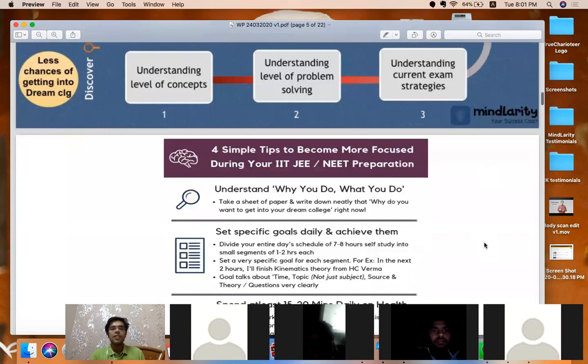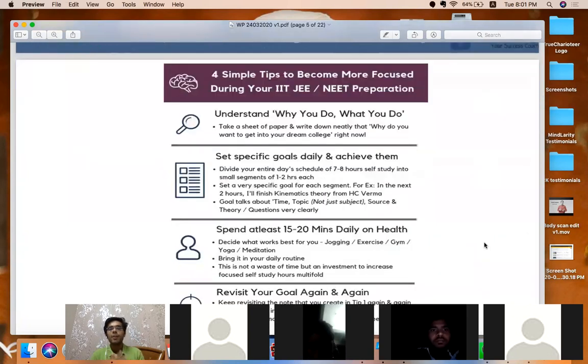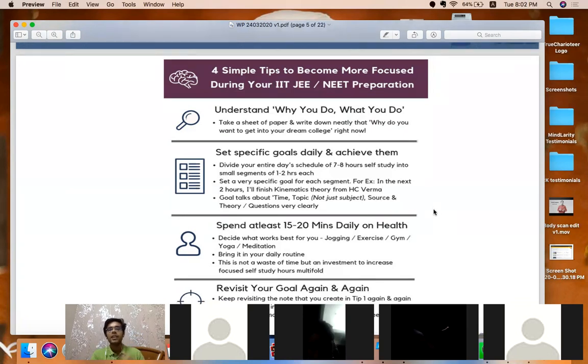So now I will share 4 simple tips to help you become more focused in your JEE preparation. So the first tip is understand why you are doing what you are doing. जब आप अपनी preparation journey start करते हैं for IIT and NEET, so first understand why you are starting this preparation. What is your goal? Where you want to go and why you want to go. So write that goal down so that you remain always motivated. And if you are motivated, you will always be focused.